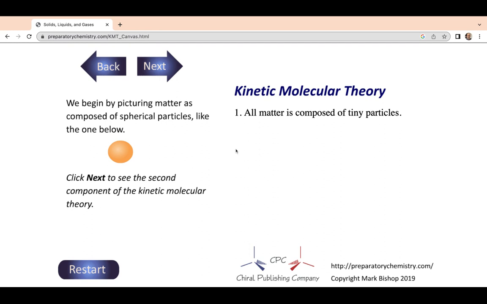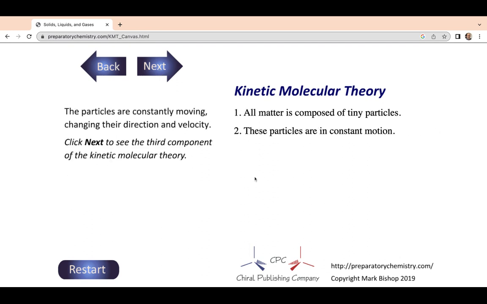So, what is kinetic molecular theory? We're going to begin by picturing matter as composed of spherical particles, just like this one here. And we're going to go through the different postulates of kinetic molecular theory. The first one is that all matter is composed of tiny particles. We call these atoms or molecules. That's the first thing you want to keep in mind, according to this theory. All matter is composed of tiny particles. Second, these particles are in constant motion. They're moving constantly, and they are constantly changing direction and velocity.